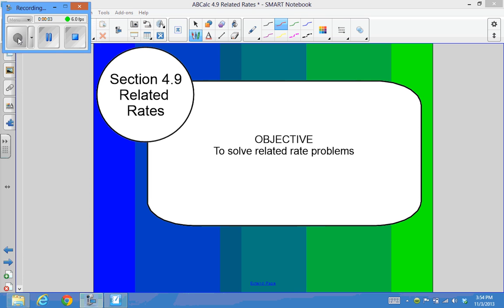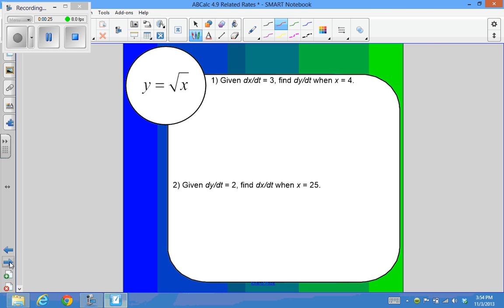Okay, so let's look at section 4.9, related rates. Our objective is to solve related rate problems. These are problems that are going to be a little bit tougher maybe than what we've done, maybe not any tougher than optimization problems, but still ones that stretch you. But they are incredibly applicable, so we really want to learn how to do this and to do it well. Okay, so let's start off with this.